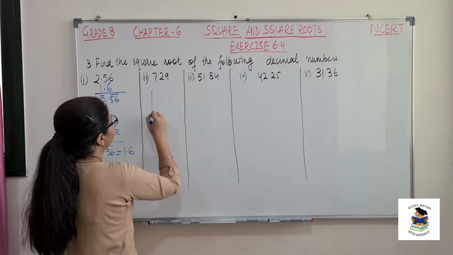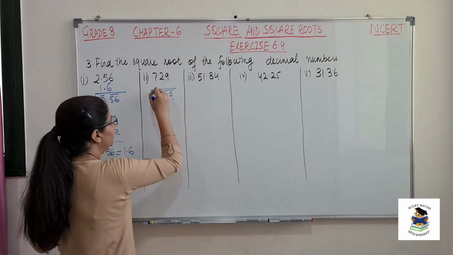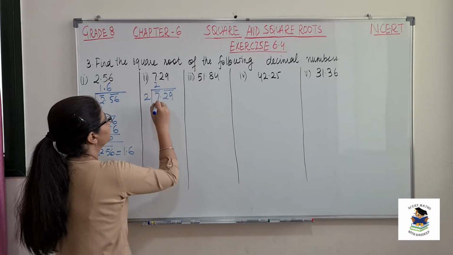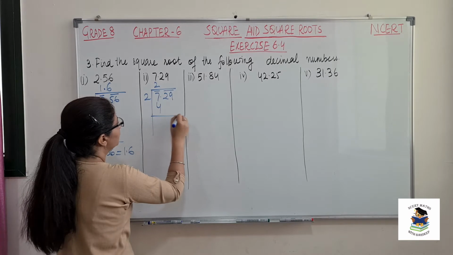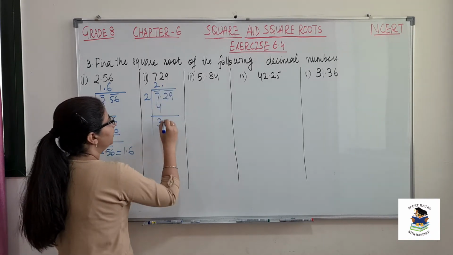Okay. Second is 7.29. Again, this will be 1 pair, and this will be 1 pair. So 2 twos are 4. 3 is the remainder here. Since there is a decimal, we will put the decimal there.